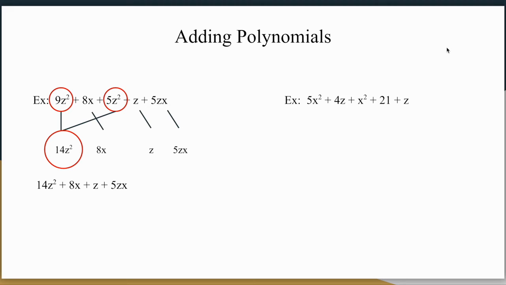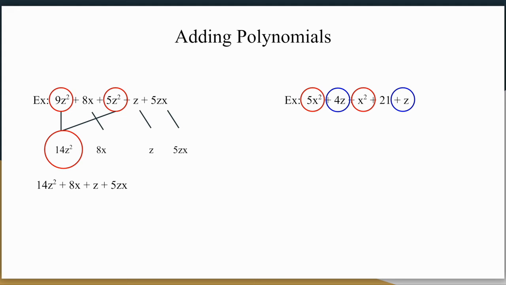Okay, so remember the first step is to combine the like terms, which we can see with 5x squared and x squared. Why? Because they both have the same variable x and the same exponent on top of that variable, 2. Now we're going to see if there are other like terms. Well, we see that 4z and z are like terms. Why? Because they have the same variable z and the same exponent on that variable, the imaginary 1. Okay, now that's all the like terms that we have for this example.